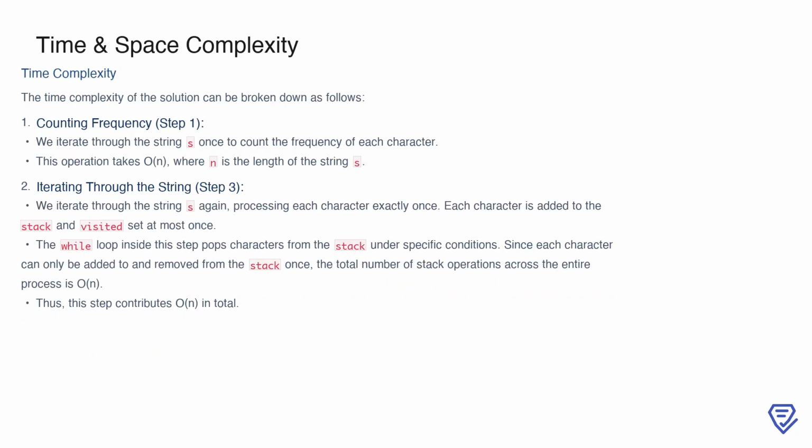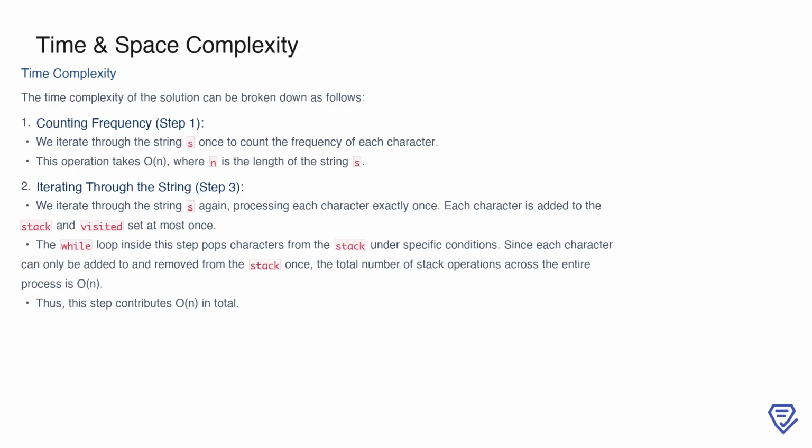The time complexity of this solution can be understood by analyzing each step. First, in step 1, we count the frequency of each character in the string. This requires iterating through the string once, so it takes n time, where n is the length of the string. Next, in step 3, we process each character during a second iteration. Each character is added to the stack and the visited set at most once. The while loop inside this step may remove characters from the stack, but since each character can only be added and removed once, the total number of stack operations remains n. Therefore, the time complexity for this step is also n.